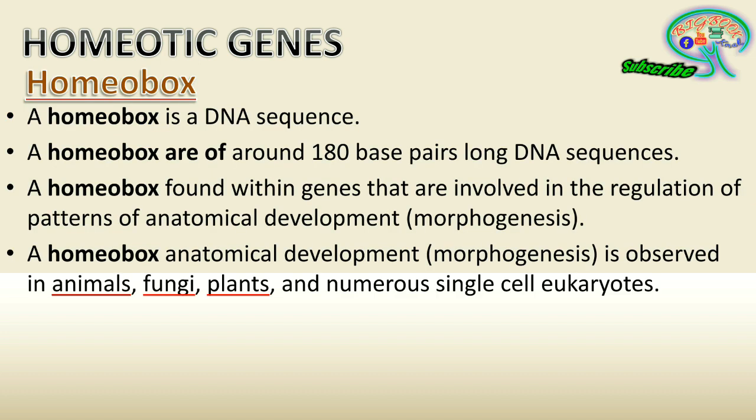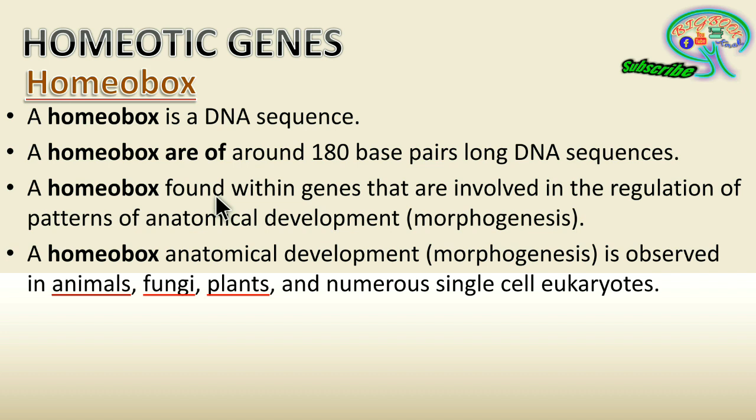Now further, in this slide, we are going to discuss the homeobox. A homeobox is a DNA sequence. This homeobox is a 180 base pair long DNA sequence. A homeobox is found within genes that are involved in the regulation of the patterns of anatomical development. And homeobox-related anatomical development is observed in animals, fungi, plants and numerous single cell eukaryotes. When you consider the first and second points, you can understand it is very simple. It is a very much conserved DNA sequence of 180 base pairs, found within genes that are involved in regulation of patterns of anatomical development.